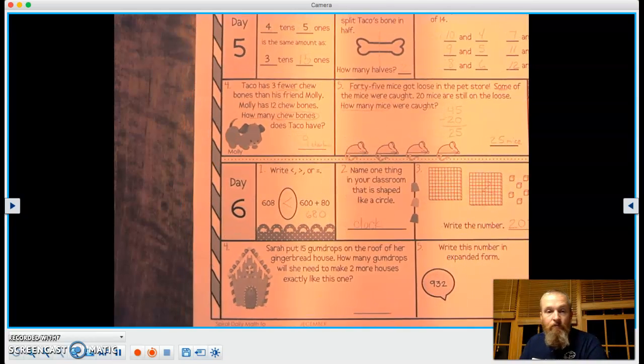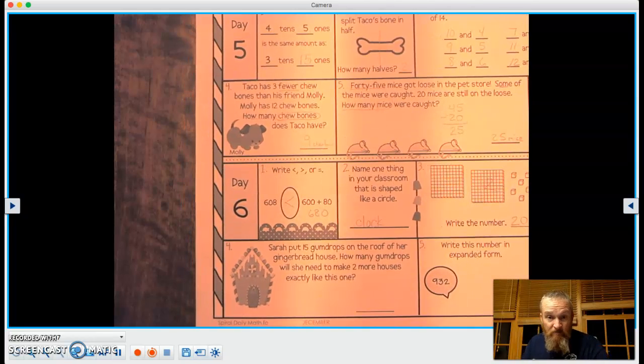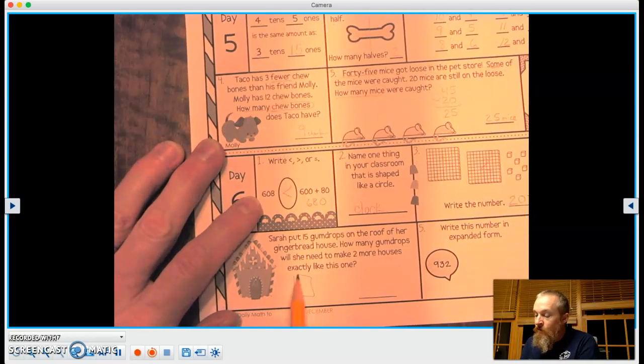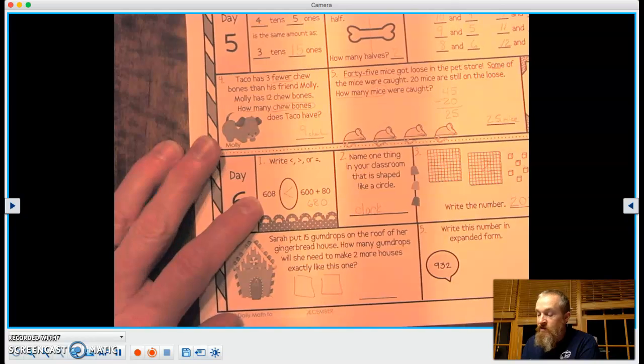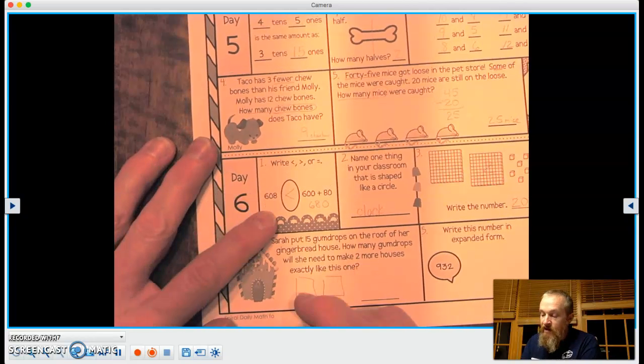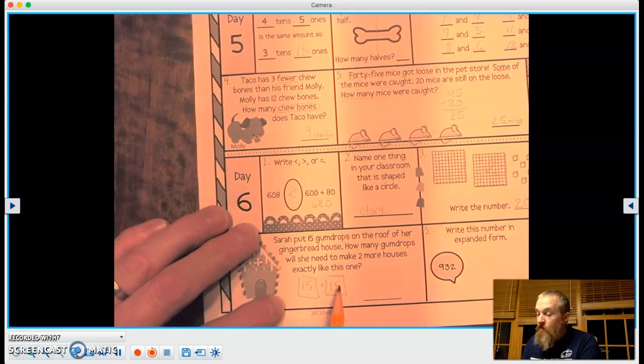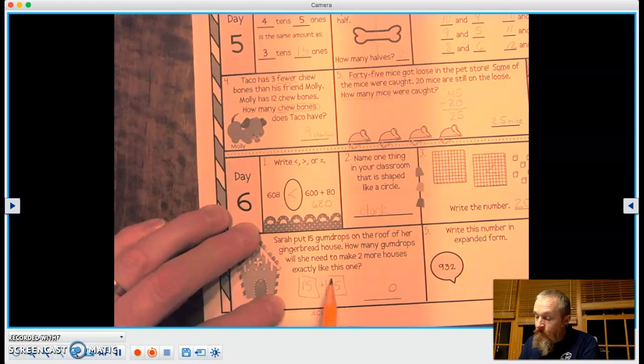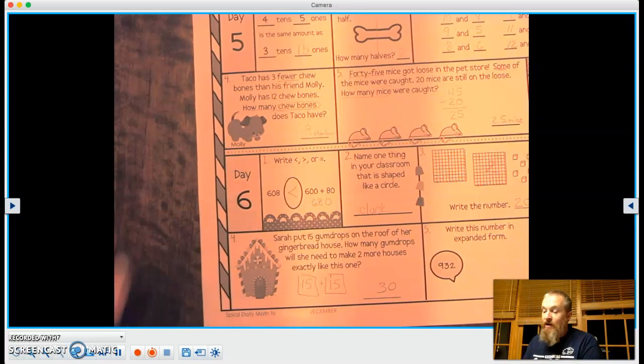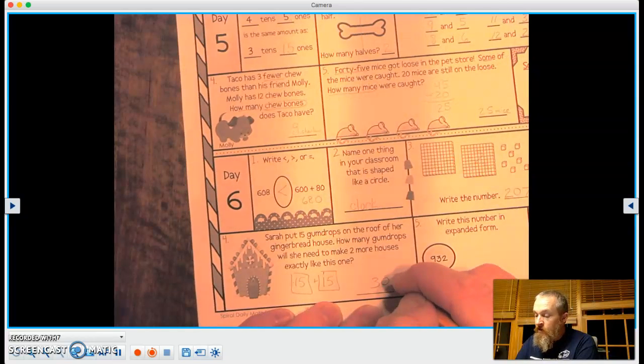Number 4. Sarah put 15 gumdrops on the roof of her gingerbread house. How many gumdrops will she need to make 2 more houses exactly like this one? So here's one house. Here's a house. So there's 2 more houses. She needs 15 in this one. And she needs 15 in that one, right? So 5 plus 5 equals 10. 1 plus 1 plus 1 is 3. So how many gumdrops? 30 gumdrops.